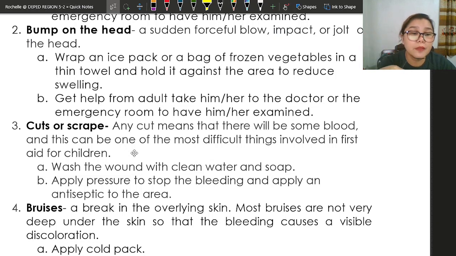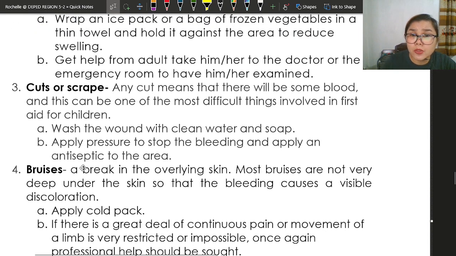So what should be done is wash the wound with clean water and soap. So para kung ano man yung duming pumasok doon, kasi open wound, so mahahugasan, maaalis. And then apply pressure to stop the bleeding and apply an antiseptic to the area. So why should pressure be applied? Yung didiinan lang, kasi may power din ang ating skin. They can heal by itself.